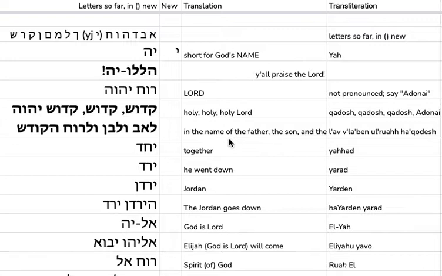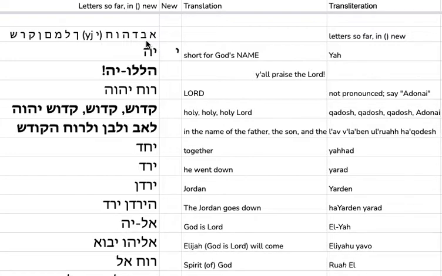And 7 in Hebrew is Sheva, like Elizabeth, Elisheva. So here we go. Today we're going to review the letters we've had so far and then move on to the letter Yud. So repeat after me.